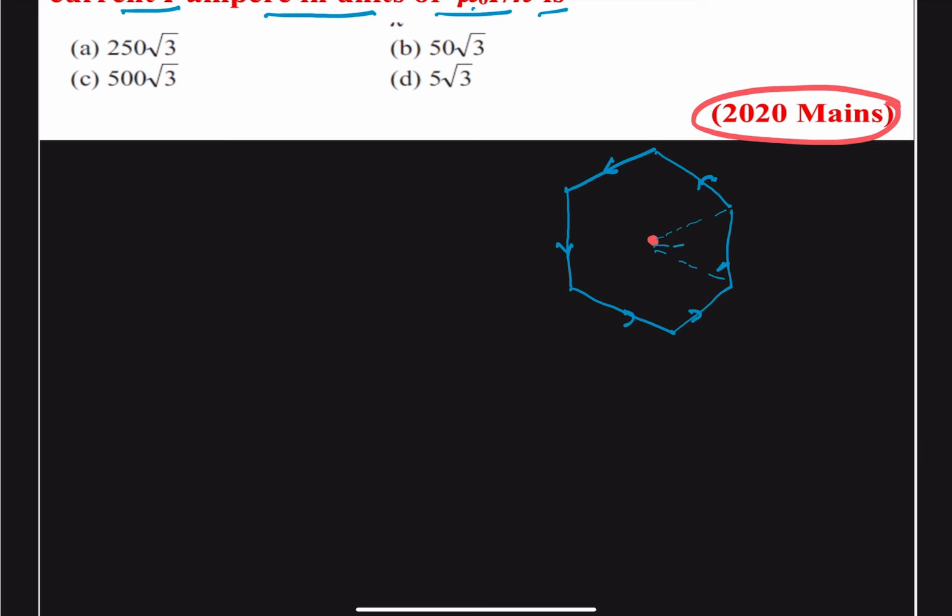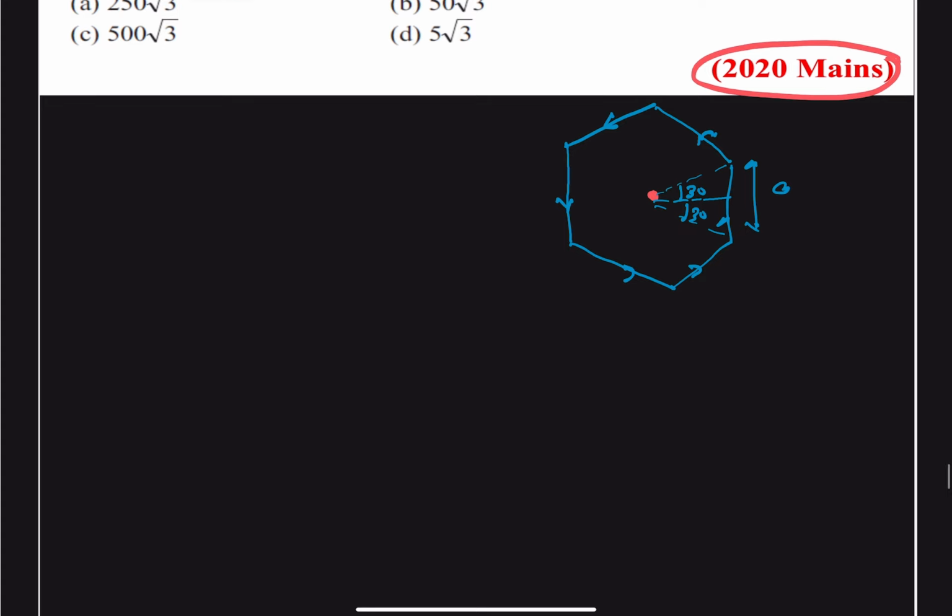And we can find out the angle at the center, which will be 30 degree, and one side of the conductor is given as a, and the perpendicular distance will be root 3 a by 2. So let us consider one side and use the formula for one side of the conductor, and then we can multiply it for all 6 sides.